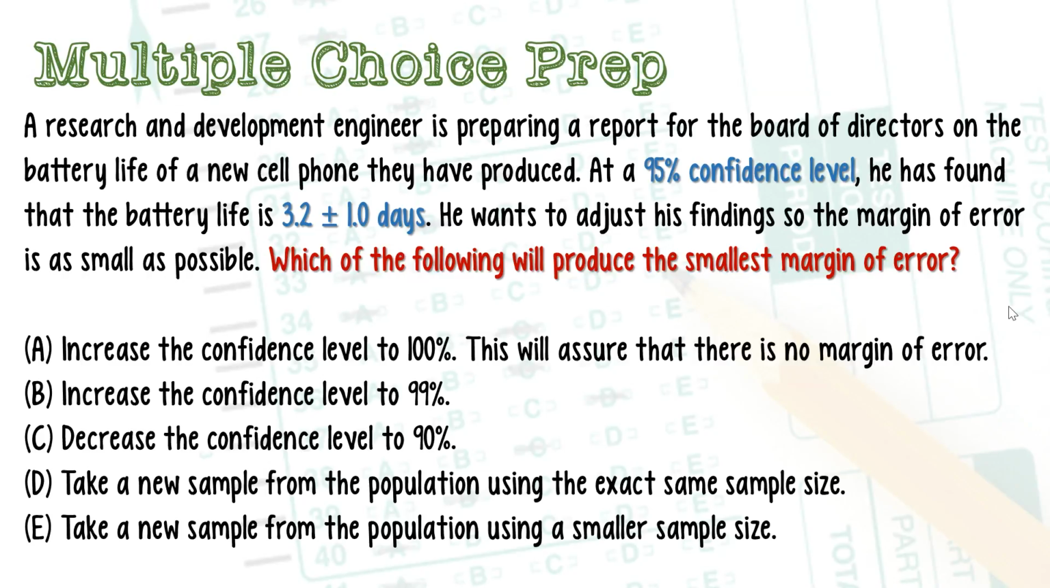Take a new sample using the same sample size. Well, no, because the confidence level is still the same. That's not going to make much of a difference. It may change the interval a little bit, but really not too much. Again, take a new sample using a smaller sample. Well, here's the thing. If I'm using fewer people, my answer is probably not going to be as accurate. It's actually going to have more error because I have a smaller group. My answer can't be very accurate if I'm only talking to 5 people. Therefore, C is the correct answer.